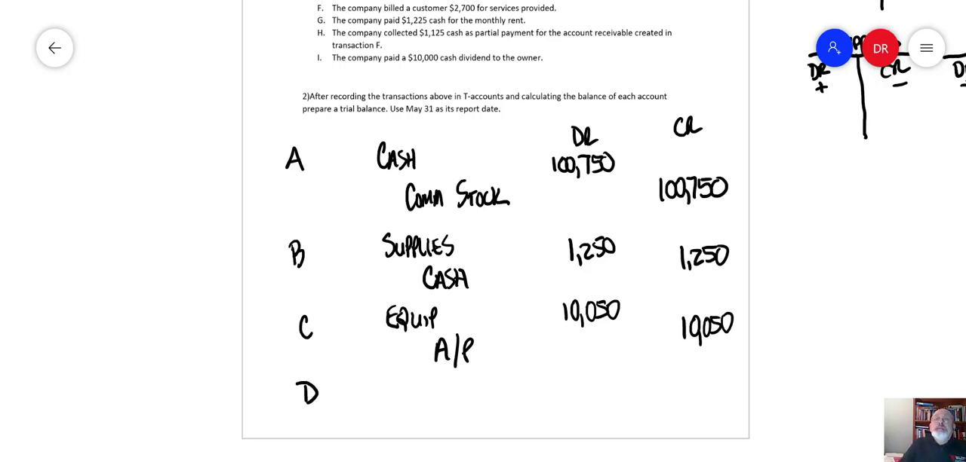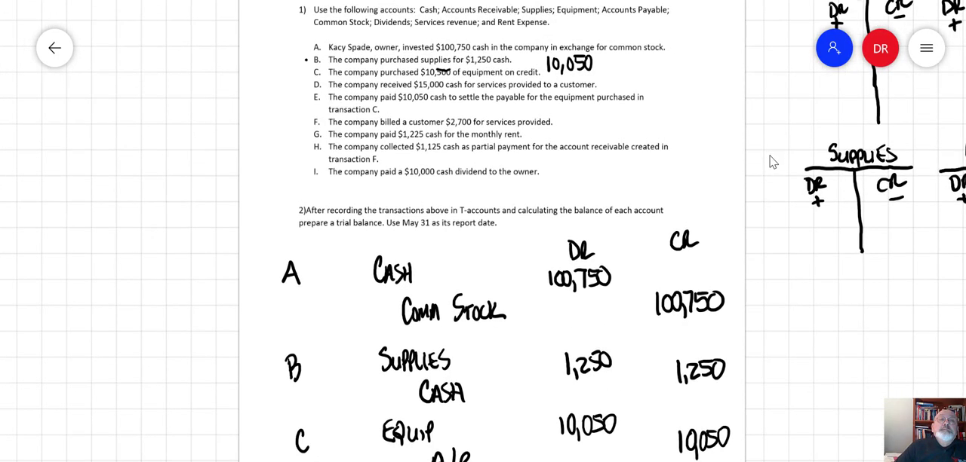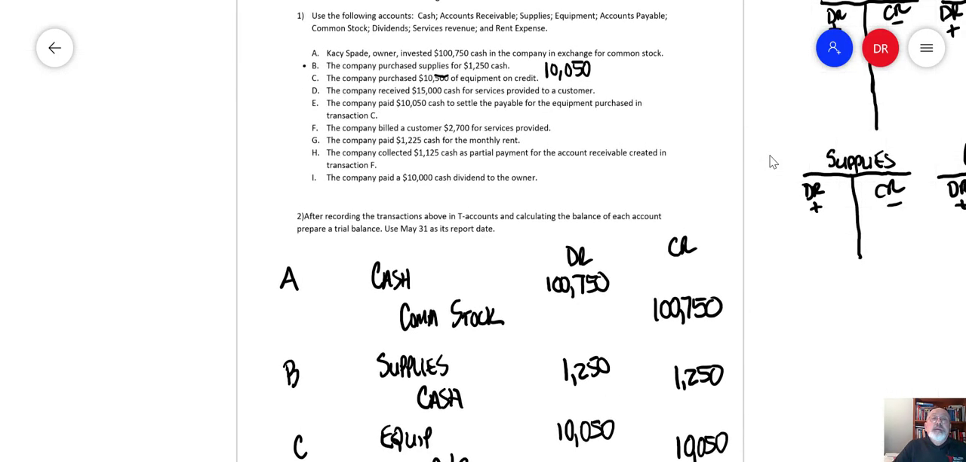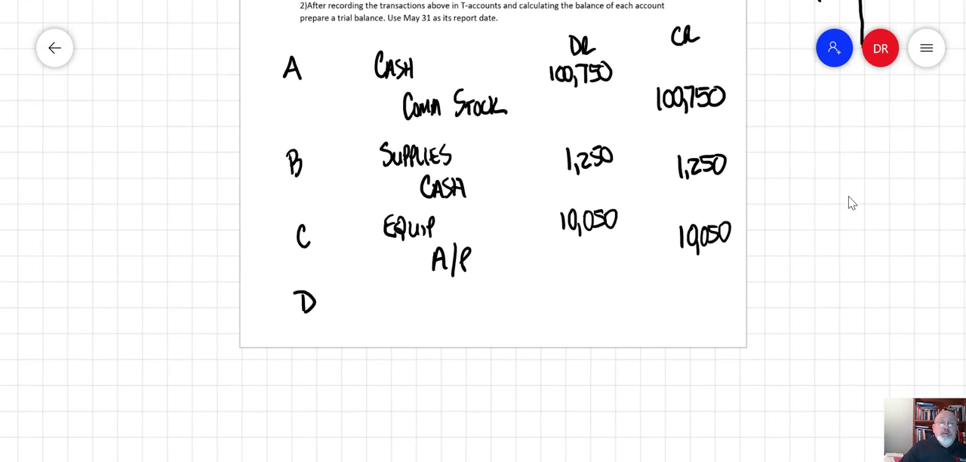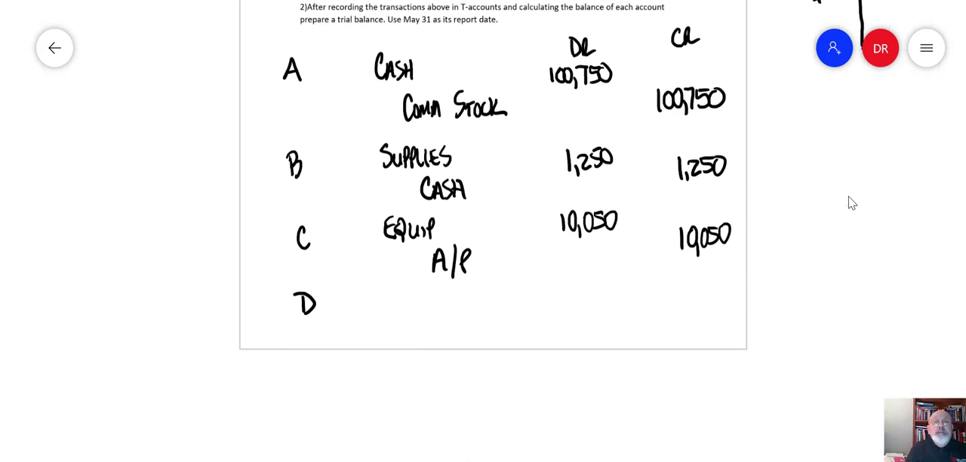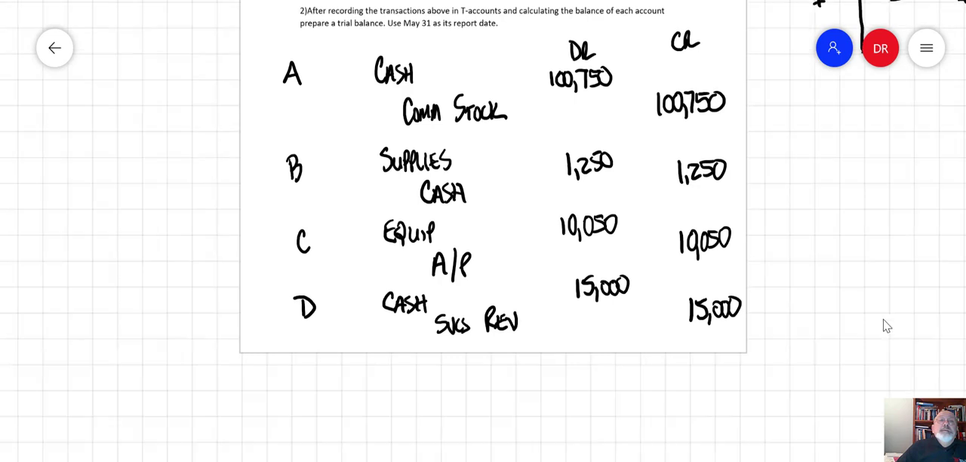The next transaction, letter D, the company received $15,000 cash for services provided to a customer. So we're receiving cash. That means it's increasing, so the debit is to cash. And it's for services that we provided, and the credit is to services revenue. This is $15,000 as a debit and $15,000 as a credit. So that's letter D.